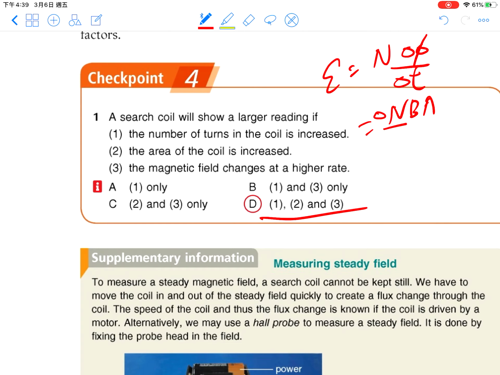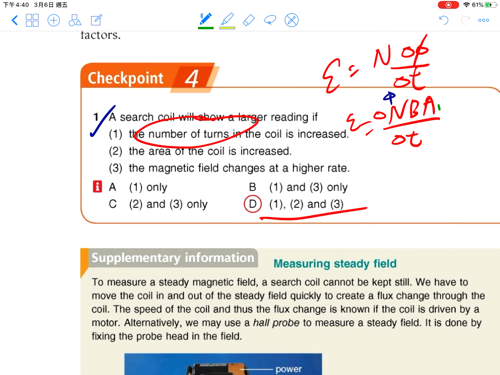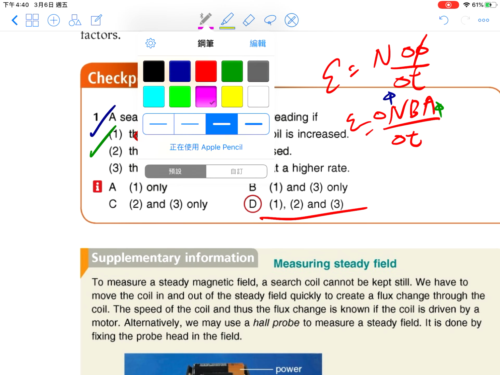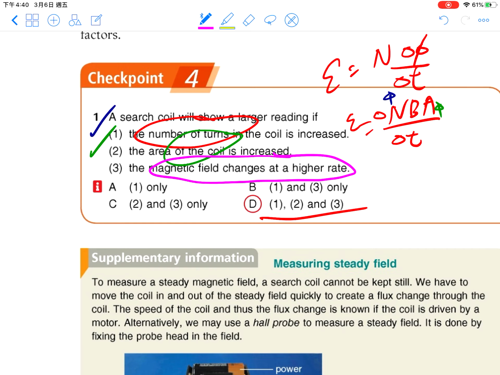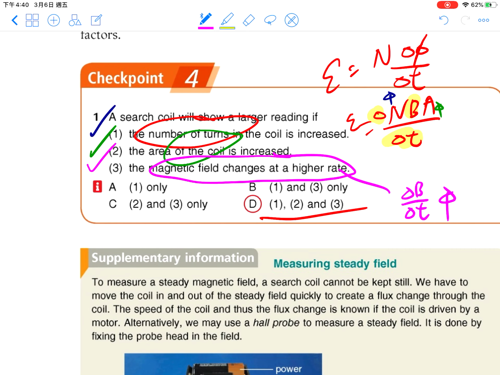Induced EMF is delta phi over delta T, and BA over delta T. If the number of turns increases, the EMF increases. If the area increases, yes. And the last one: if the magnetic field changes at a higher rate, delta B over delta T increases, so the induced EMF would also increase.